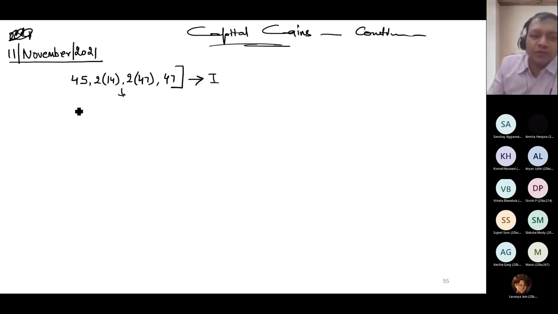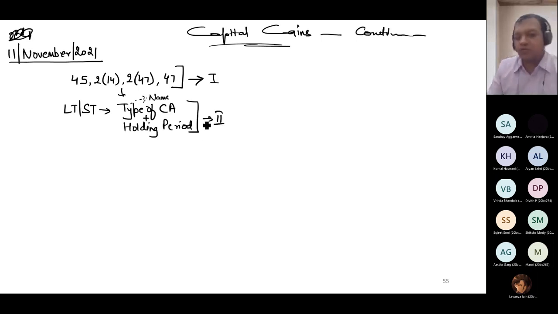After this you will move to taking a decision regarding whether the asset is long term or short term, and that will depend on type of the asset plus holding period of the asset. Type of asset means name of the asset. This is my stage 2. I should follow these stages if I want to solve the numerical correctly.